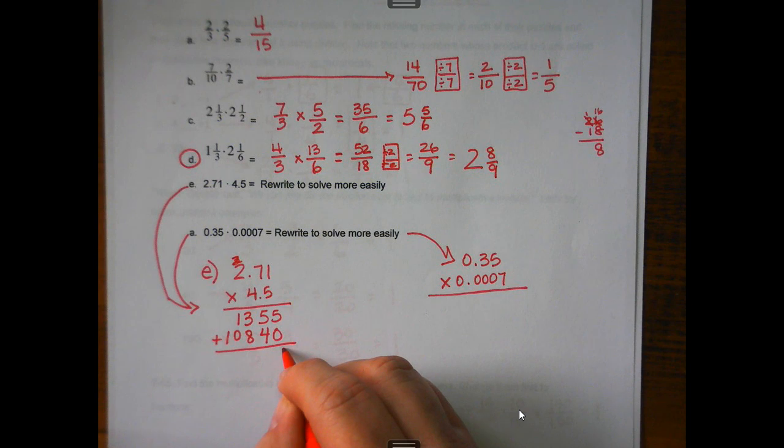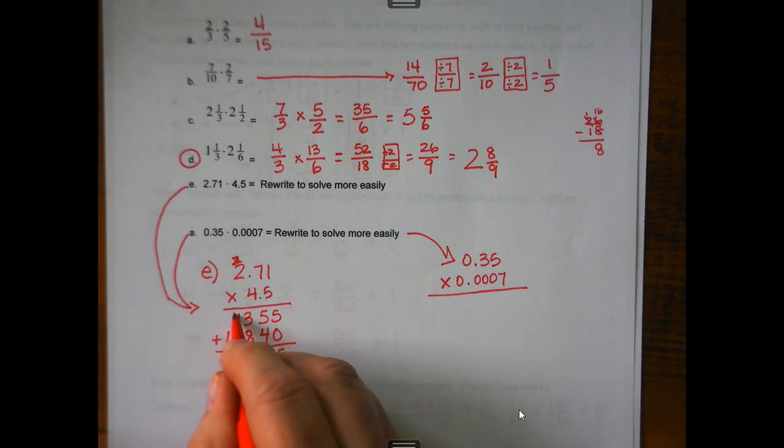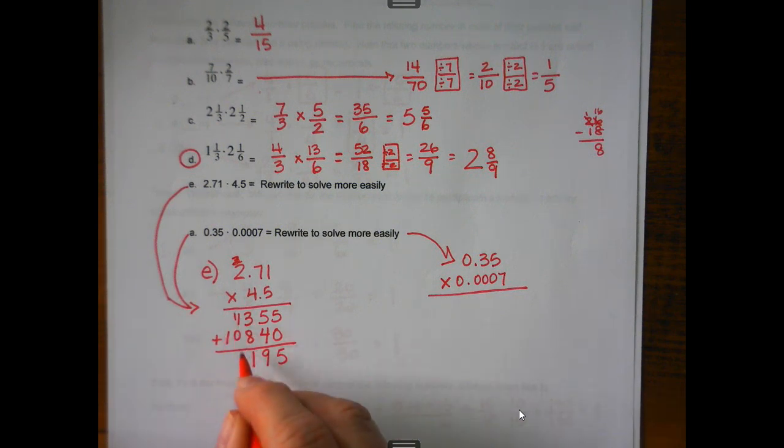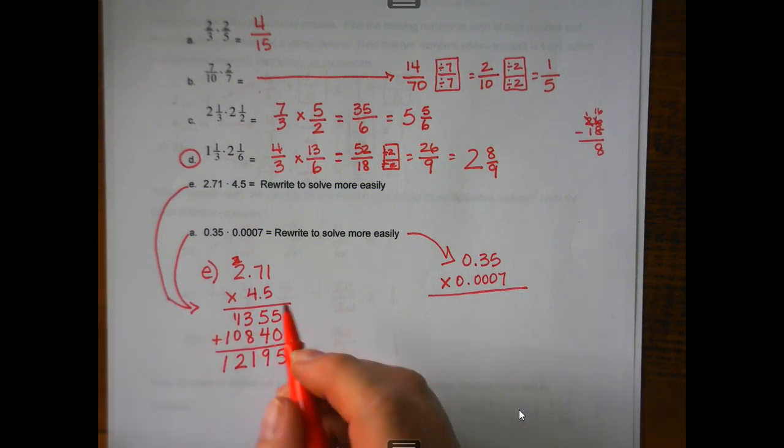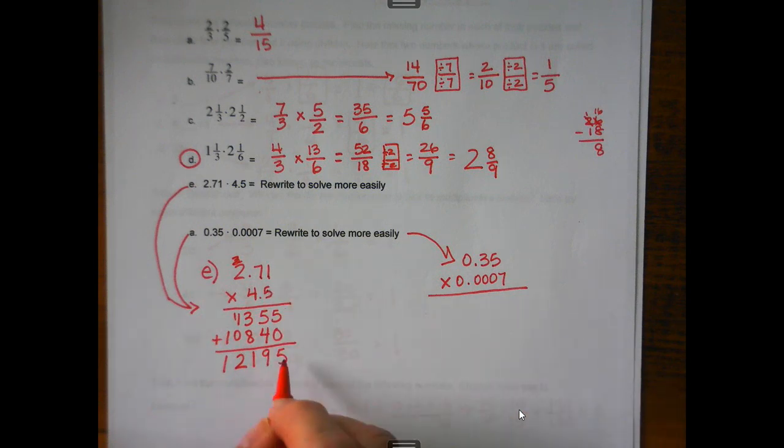5 plus 0 is 5. 5 plus 4 is 9. 3 plus 8 is 11. Bring the 1 up there. 1 plus 1 is 2 plus 0 is 2. And then there's nothing to add to the 1. I have 1, 2, 3 decimal places. So starting here, I move over 1, 2, and I put my decimal point right there. So that's our answer for letter E.